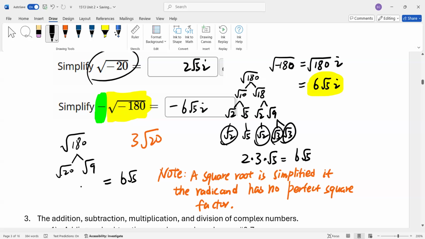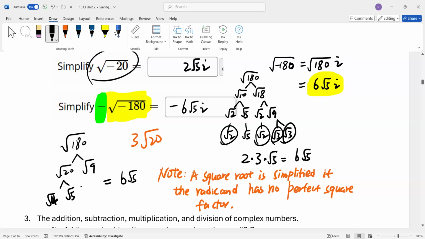Try keep going. 20 is 2 times 5, right? So you can write root 2, root 5. My bad. 20 is 4 times 5, so root 4 times root 5, right? You just keep going until you cannot go further. So the strategy here is you just keep going, make the tree bigger until you cannot do even more.